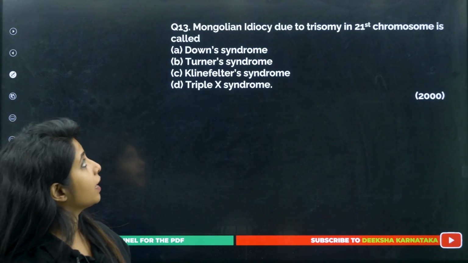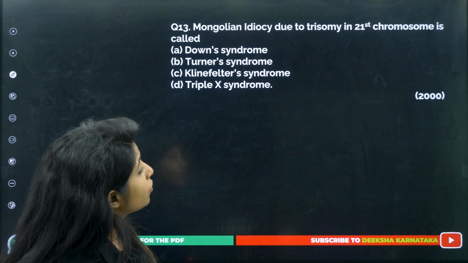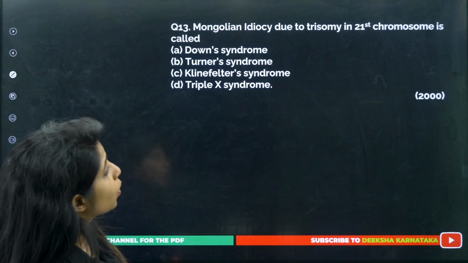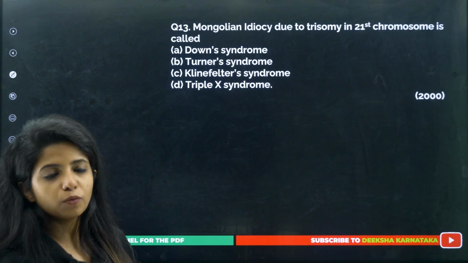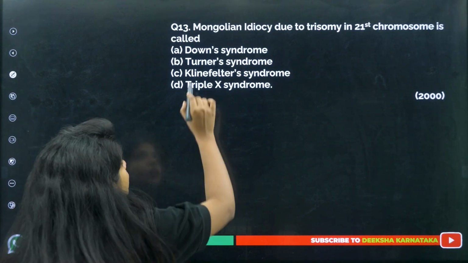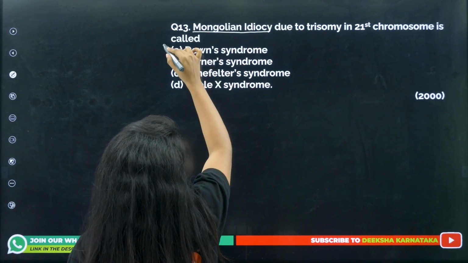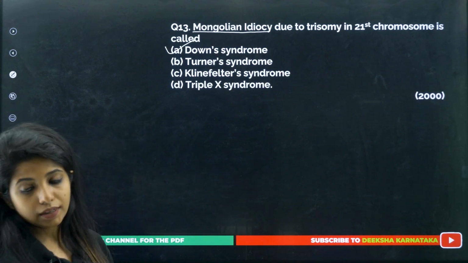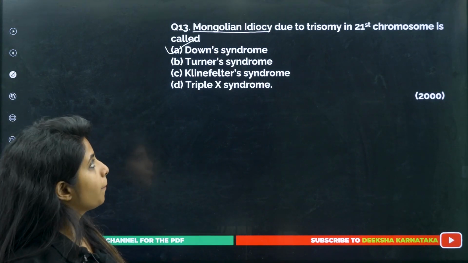Going ahead. Mongolian idiocy due to trisomy in 21st chromosome is called, you know, 21st chromosome trisomy, and I said mental retardation is there, which is also known as Mongolian idiocy. It's basically Down syndrome. You know the answer. Came in 2000.